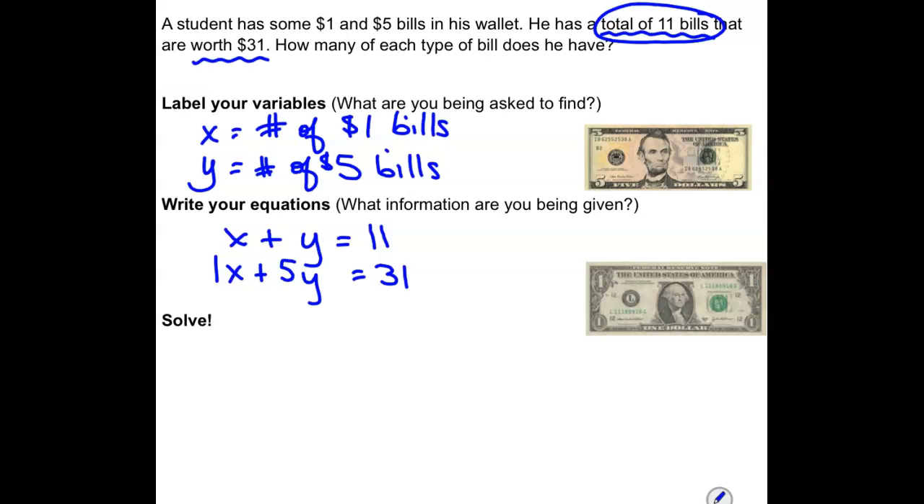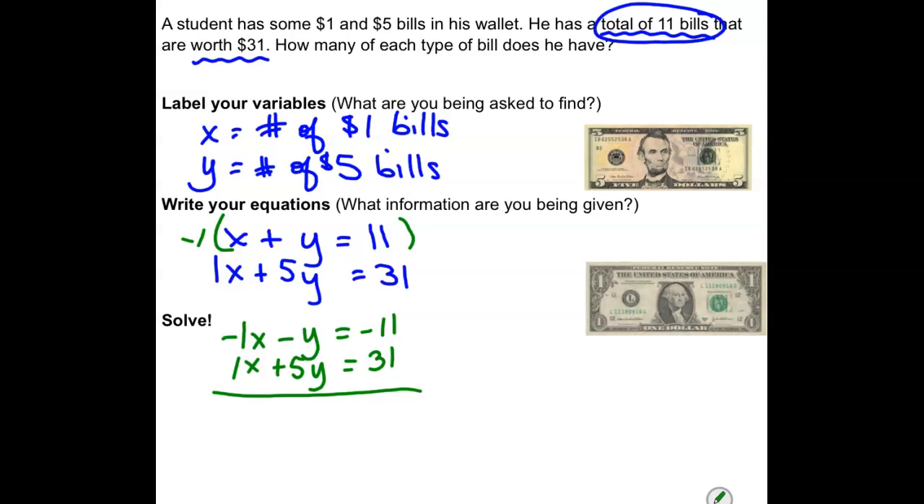Now notice that these are in standard form. Doing an elimination method would be pretty easy because we could multiply one of our equations by a negative 1 and get some opposite x's. So my top equation becomes negative 1x minus 1y equals negative 11. My second equation didn't change at all. When I add them together, the x's drop out. I get 4y's equaling 20. So y equals 5. That means I have 5 $5 bills.